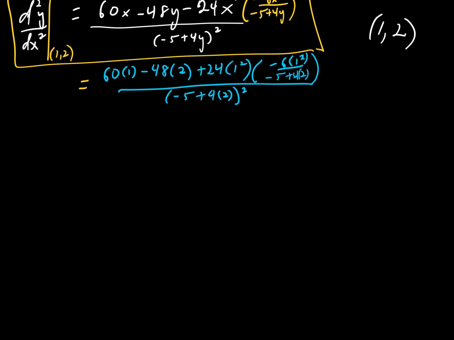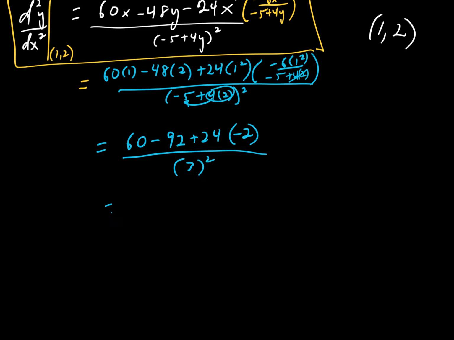We're almost there. That's a 60. 48, that's 92. And then that's a plus 24 times, and what do we have there? We have a negative 6. And that's 8. 8 minus 5 is 3. Negative 6 over 3 is negative 2. What is the denominator? Well, this is 8. 8 minus 5 is 3. So we have 3 squared.